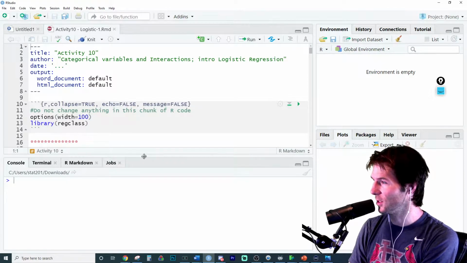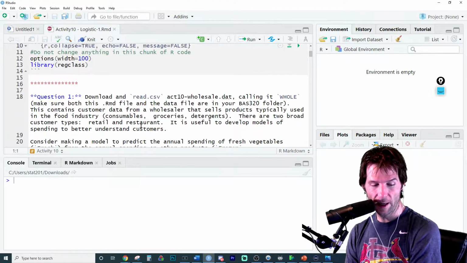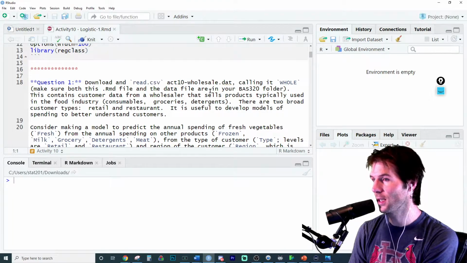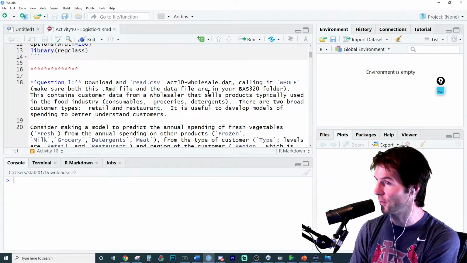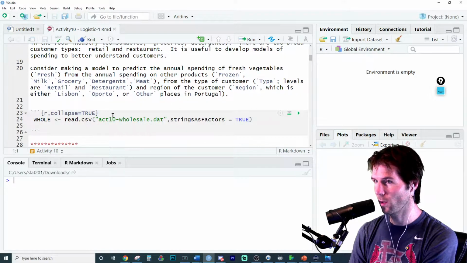And today we've got some logistic regression. So let me know if you have questions. Great questions right there. We have right here, download and read the file act10 wholesale.dat. This is on the file right here, so it should be in your working directory. Calling it whole, I think we have that code right here.